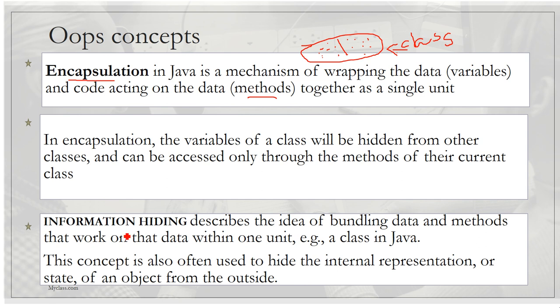Okay. So another concept is information hiding. Information hiding describes the idea of bundling data and methods that work on that data within one unit. The main example is the class itself. We are hiding all the information. We are bundling all the things inside a class or inside an object. This concept is used to hide the internal representation or state of an object from the outside. In the outside world, we don't know what the internal state of a class or object is.